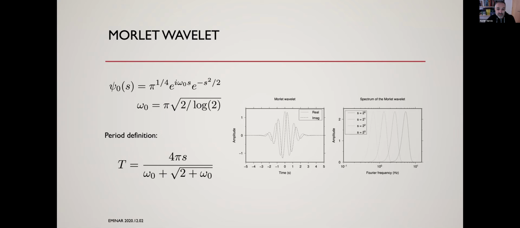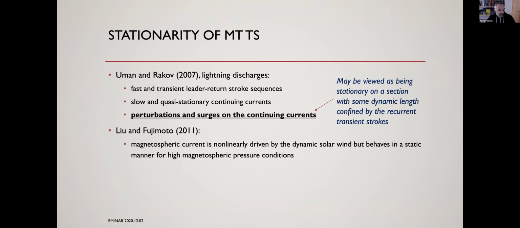So before going into the next method, I would like to talk about the stationarity of the magnetotelluric time series. There are a couple of publications that came out recently that I would like to mention here. One is a work by Uman and Rakov in 2007 about lightning discharges.